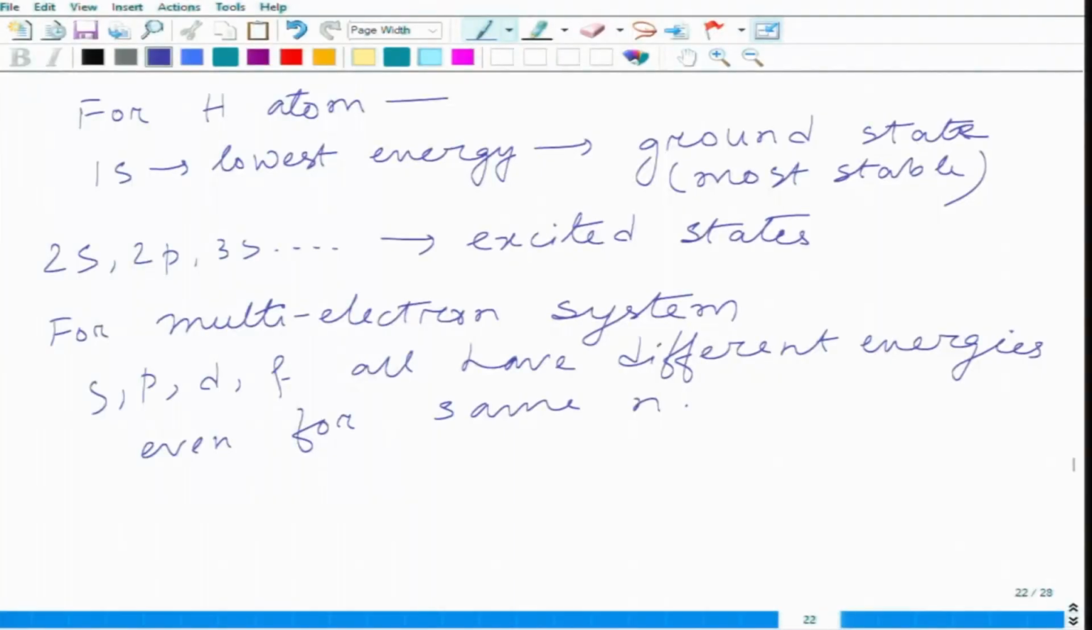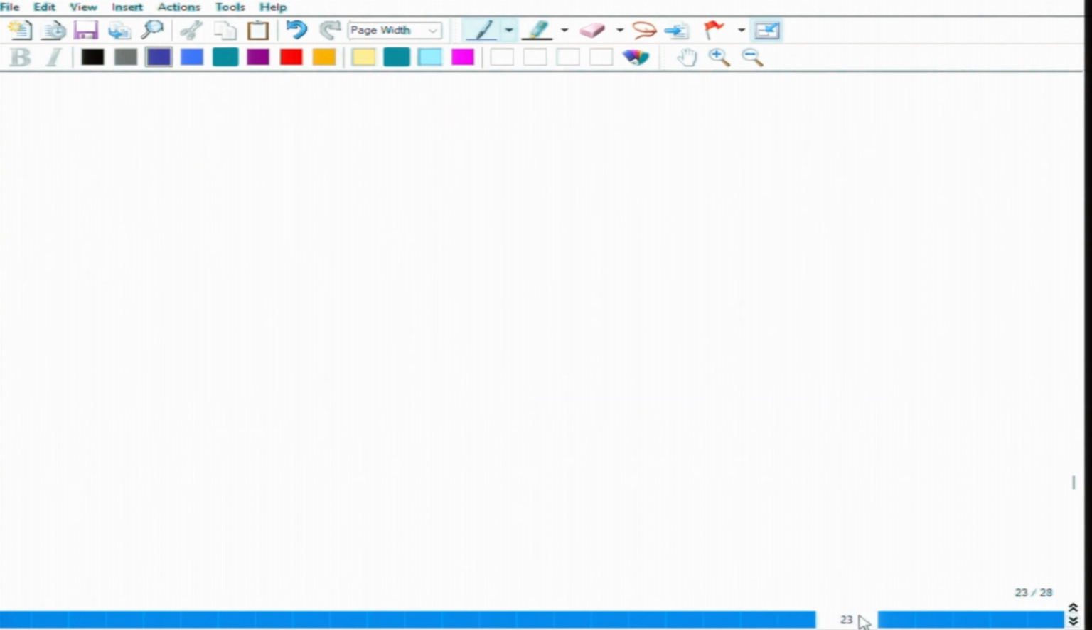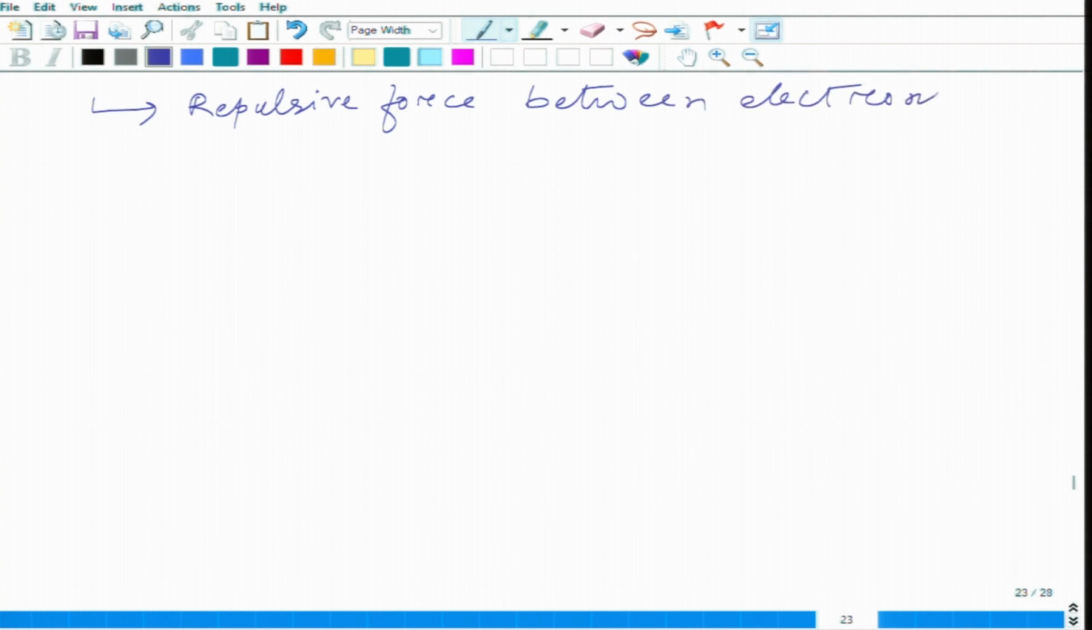So, in a multi-electron system, the energy is different due to two factors. The first one is repulsive force between electrons, and the second one is shielding effect.